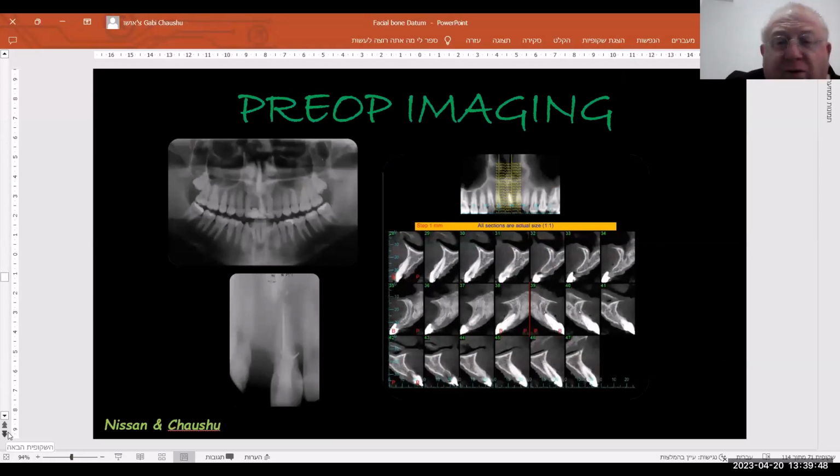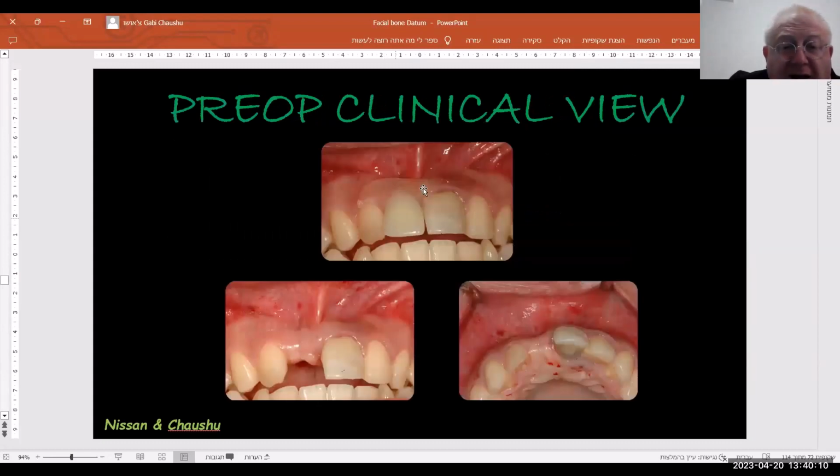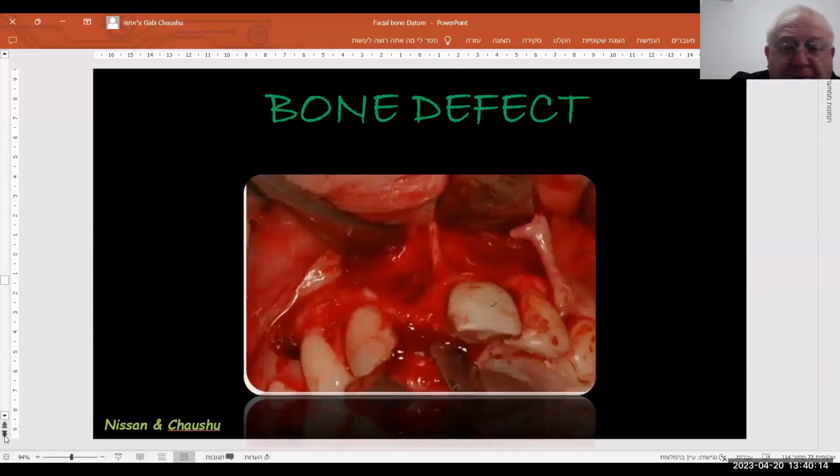Let's go for the last case that I'm going to present. Again, a challenging case, a trauma case. The right central was lost. The left central has internal and external resorption. You can see here the thickness of the buccal bone. This was a temporary restoration after removal, the clinical view. And this is a bony defect.